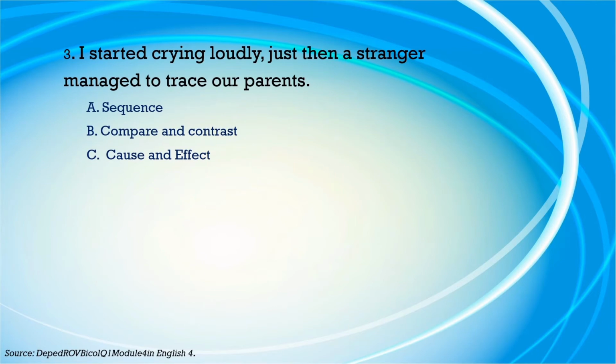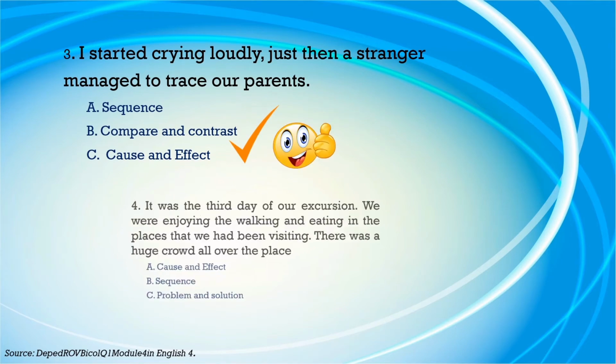Number 3. I started crying loudly. Just then a stranger managed to trace our parents. Letter A, sequence. B, compare and contrast. C, cause and effect. The correct answer is cause and effect.